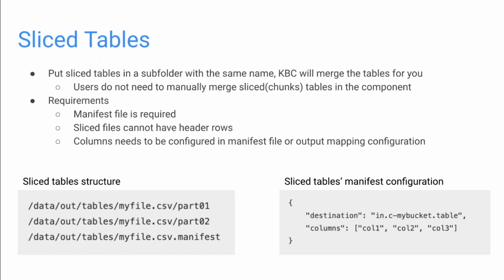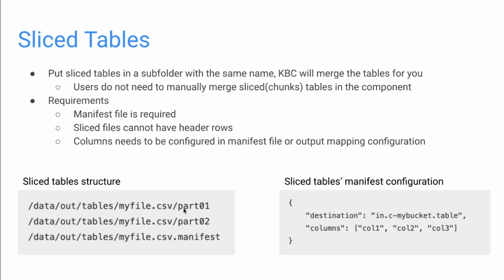Okay. First requirement is that the manifest file is required. Slice files cannot have header rows. Columns need to be configured in the manifest file or output mapping configurations. So this is how it looks like. Date, data, out, table. This is the file name folder.